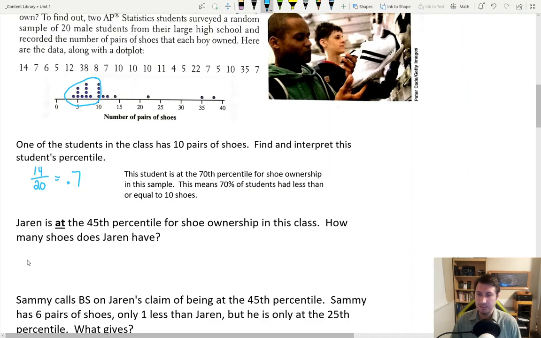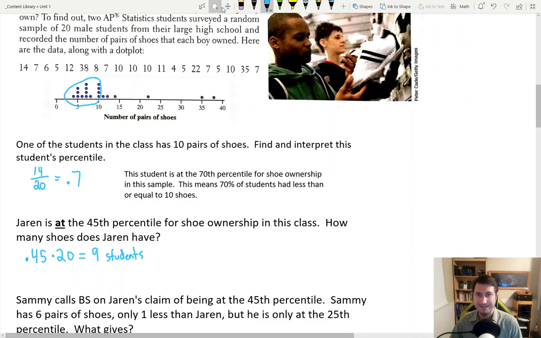So we take his percentile, which is 0.45, times the number of kids in this sample, which was 20. How many students were less than or equal to Jaren's? So Jaren was 0.45 times 20. Oops, I did 30 there for a second. 9. All right, so there are 9 students less than or equal to Jaren.